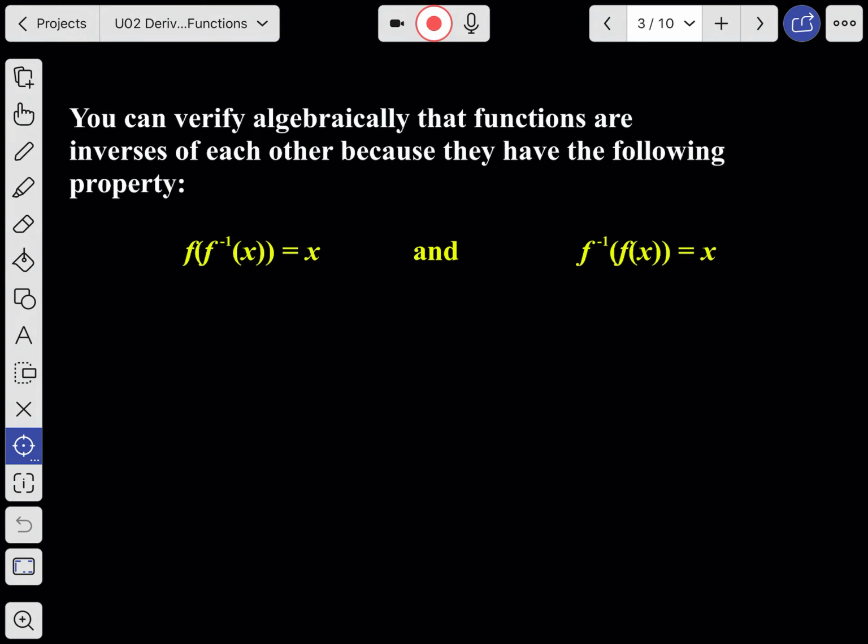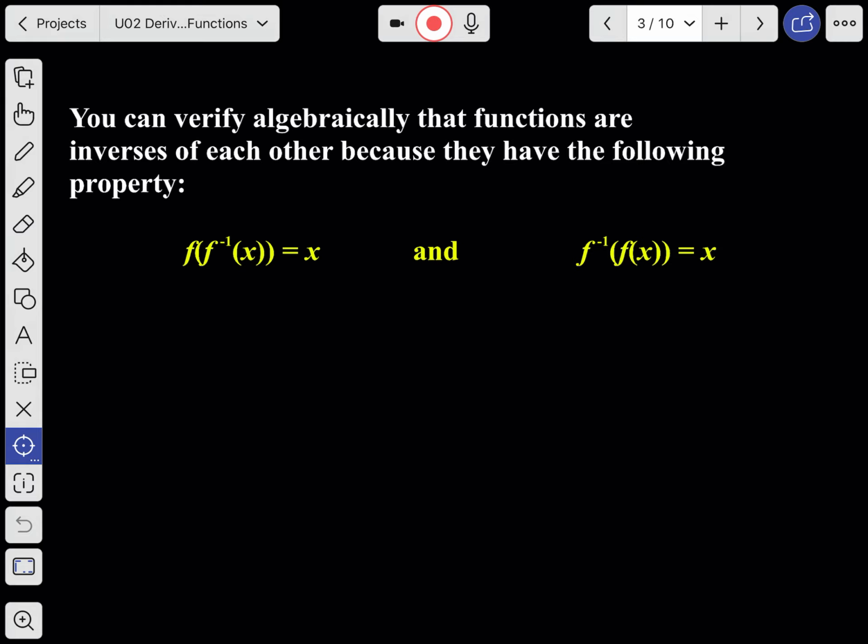You can verify algebraically that functions are inverses of each other because they have the following property. If you compose the function, if you put the f inverse into the f function and clean it up, you're going to get x. Likewise, if you put the f function into the f inverse, clean it up, you're going to get x. We can use this formula to develop a formula for our derivative of our inverse.